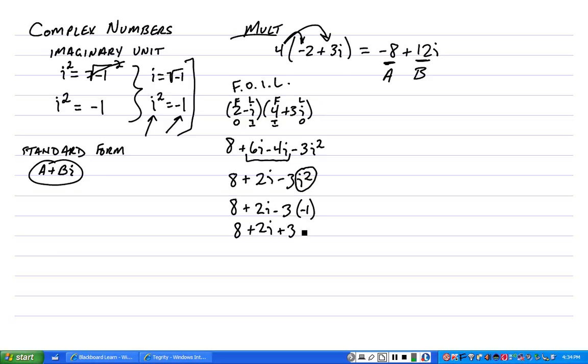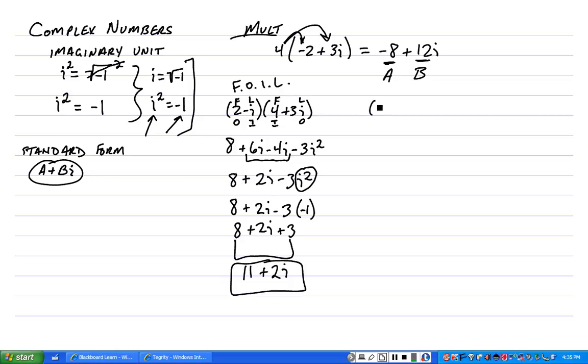And notice also we got rid of the i squared, so now you have a constant and a constant. Those are like terms, so they can be combined. 8 plus 3 is 11, and you bring down your 2i because it's not like the 11. Alright, there you go. This would be your final answer. Okay, 11 plus 2i. Let's look at another one.